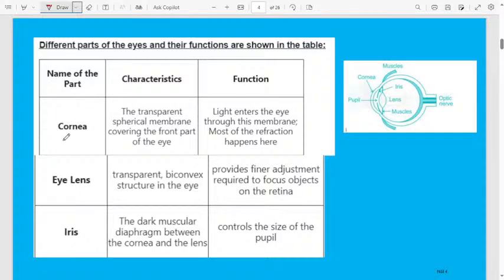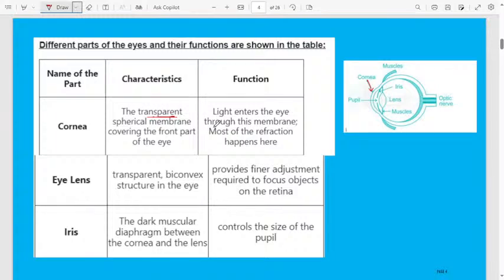Name of the part is cornea. What is the function of the cornea? It is a transparent spherical membrane covering the front part of the eye. This is the cornea, the outer layer of the eye. It is a transparent membrane and also spherical, covering the front part of the eye. Then what is the use of the cornea?